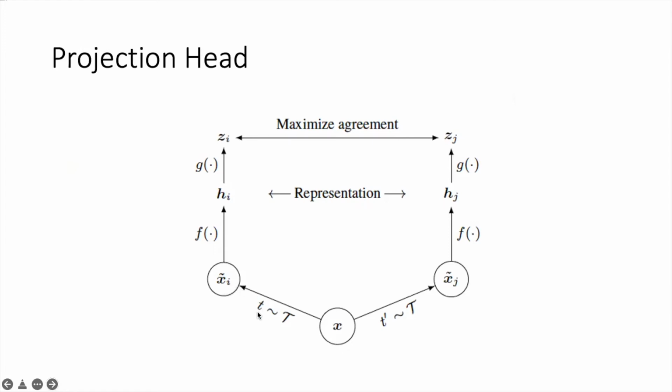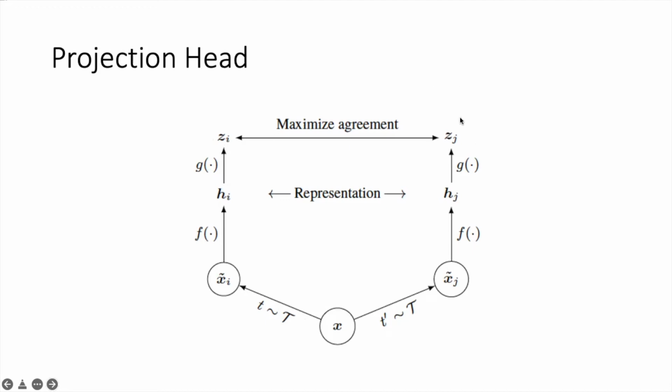And so T over here represents the transformation, and after applying these two transformations, you end up with two different augmented views of the same image, which are denoted by xi bar and xj bar. After that, we pass these images through an encoder to obtain the representation embeddings at h. And these values are again passed through a non-linear projection head, and we end up with values zi and zj.